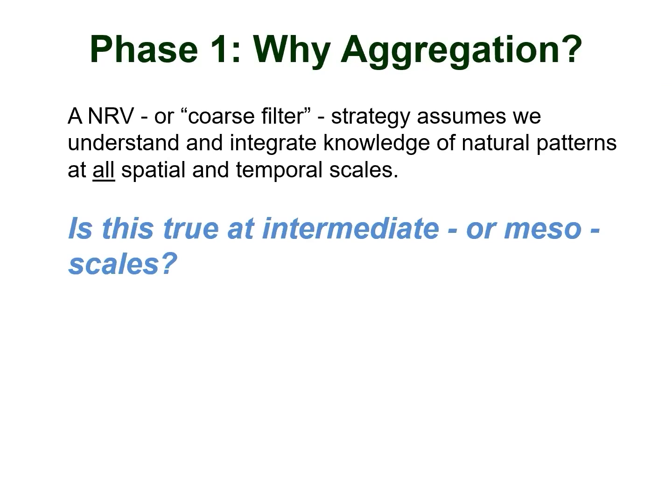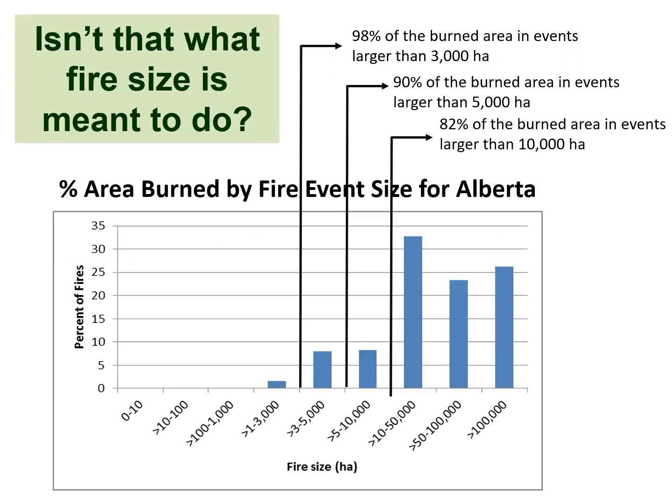Well, the underlying assumption of a coarse-filter or an NRV strategy, it's often called a coarse-filter strategy, assumes we understand and integrate knowledge of natural patterns at all spatial and temporal scales. So we started asking this question: is this actually true at intermediate, or what I call a meso-scale? And I think in some cases people think, well, we have fire size. Isn't that what fire size is supposed to do?